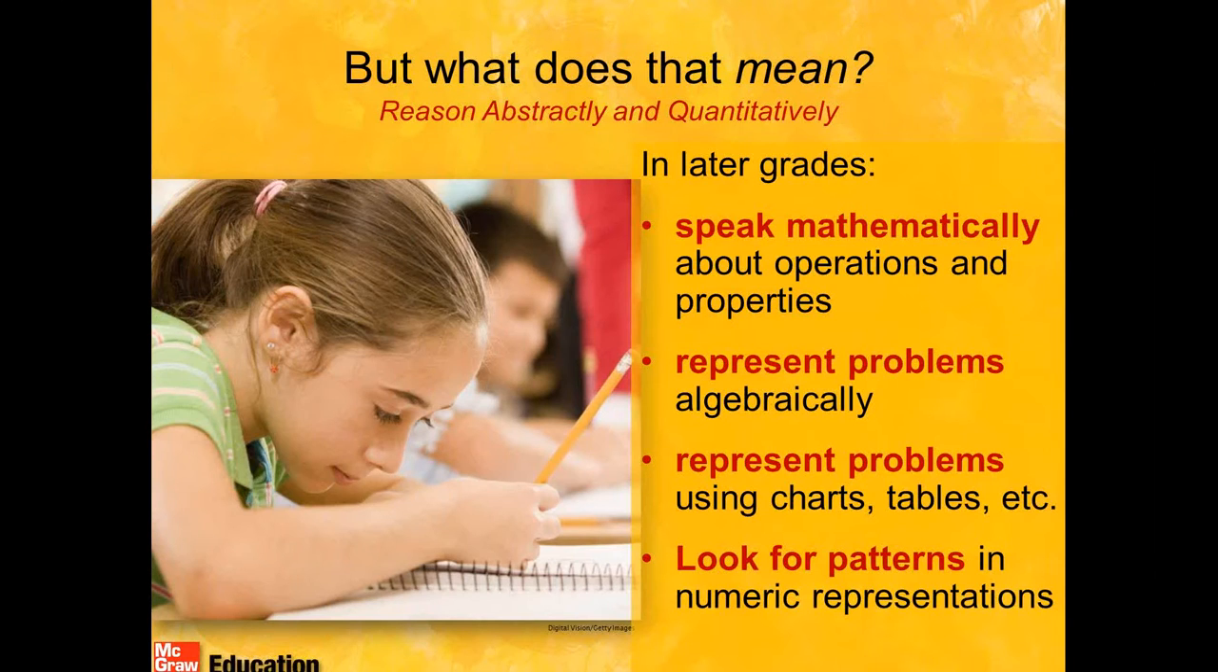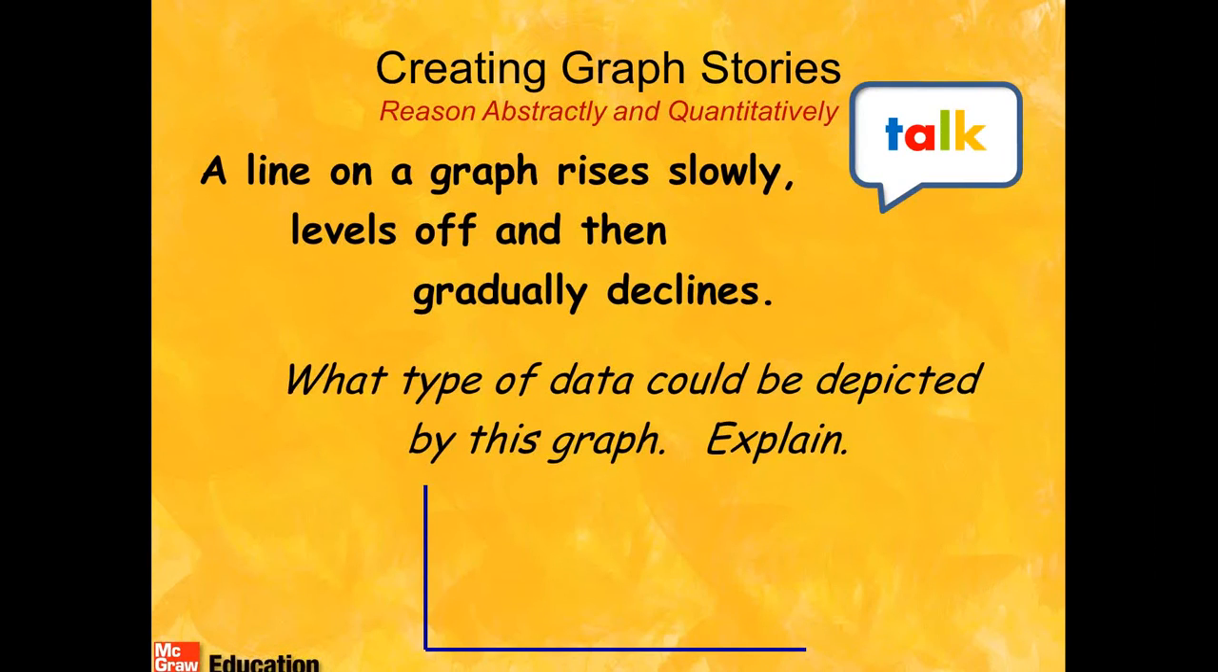Let me model what I mean. Here I'm going to show you a graph. And I want you to take a minute to think about the types of data that could be represented here. What kind of story would you create based on this graph? A line graph in which the line on the graph rises slowly, levels off for a period of time, and then gradually declines. What type of story or data could be depicted by this graph?